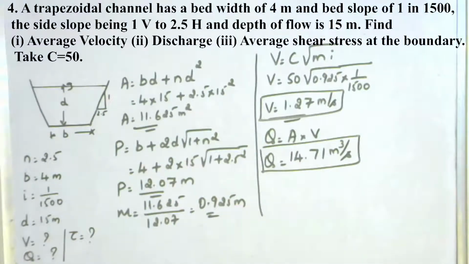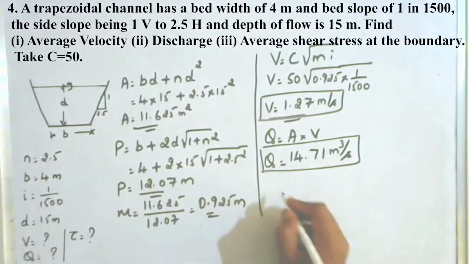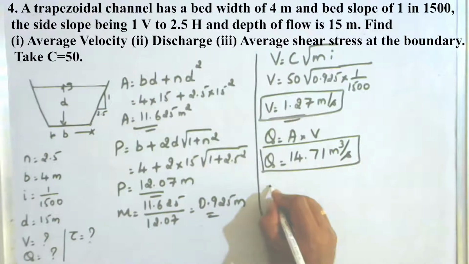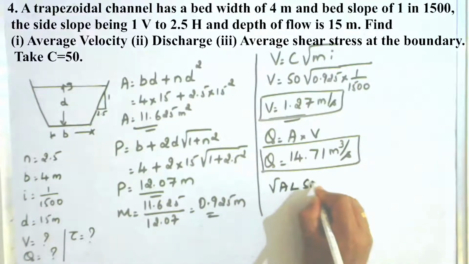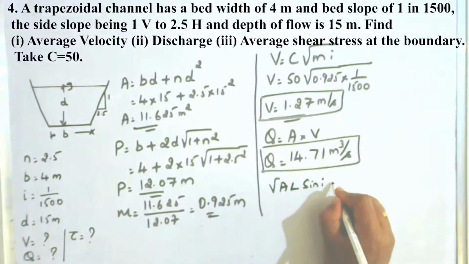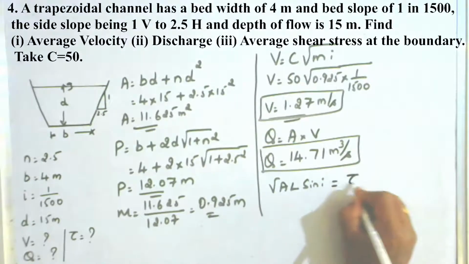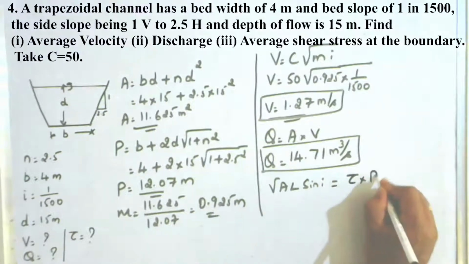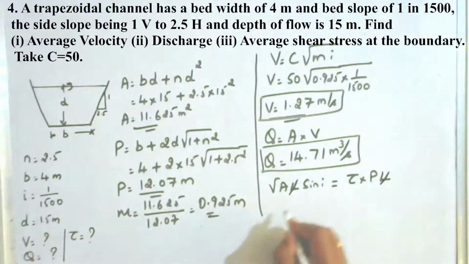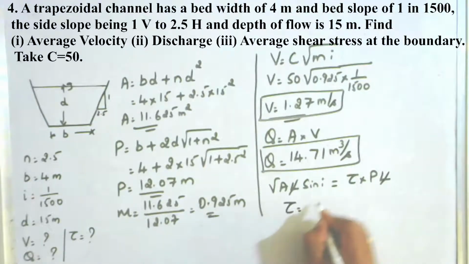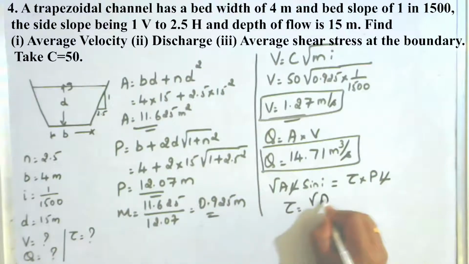Okay. Then the third one is the average shear stress. This we have already done in the rectangular section, that is the same. So I don't want to explain again, which becomes gamma A L sine I is equal to tau into wetted perimeter into length of the channel, where these two cancel. Then tau is equal to gamma A sine I, I'll take it as I only, divided by P.